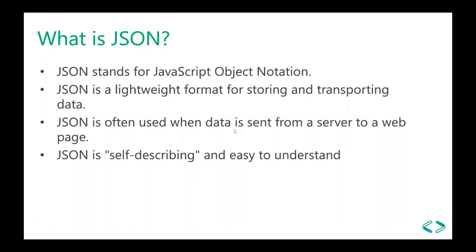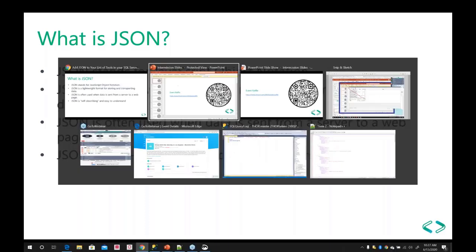So what is JSON? JSON stands for JavaScript Object Notation. JSON is a lightweight format for storing and transporting data. JSON is often used when data is sent from server to page. JSON is self-describing and easy to understand. Most of the development languages out there support JSON, and JSON is used everywhere.